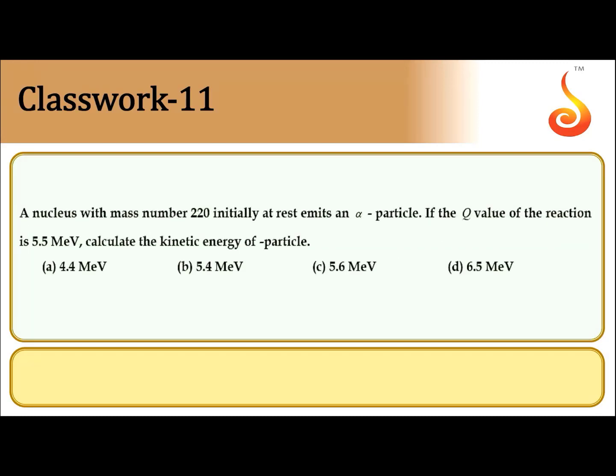Example 11. A nucleus with mass number 220 initially at rest emits an alpha particle. If the Q value of the reaction is 5.5 million electron volt, calculate the kinetic energy of the alpha particle. It is the particle which is ejected. So the kinetic energy, which is K1 plus K2, which actually is your Q value, is 5.5 million electron volt.